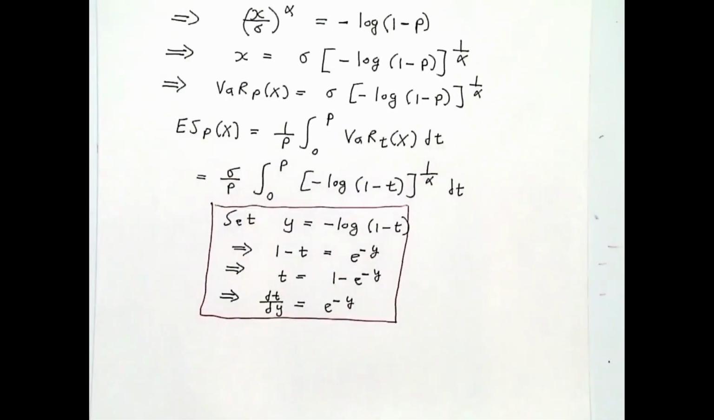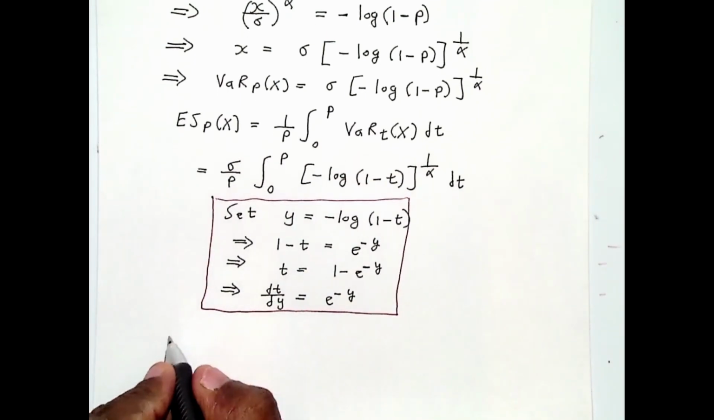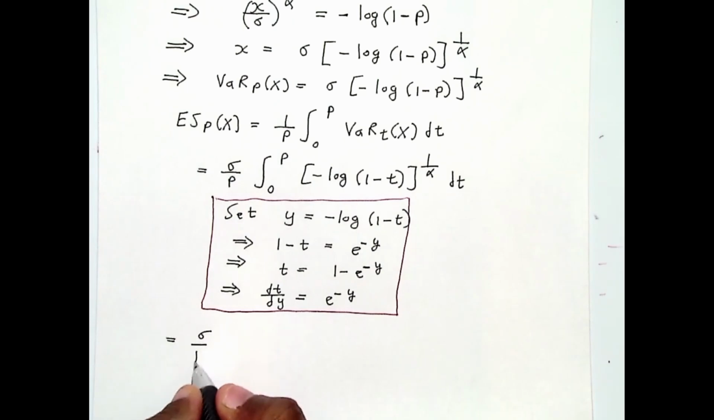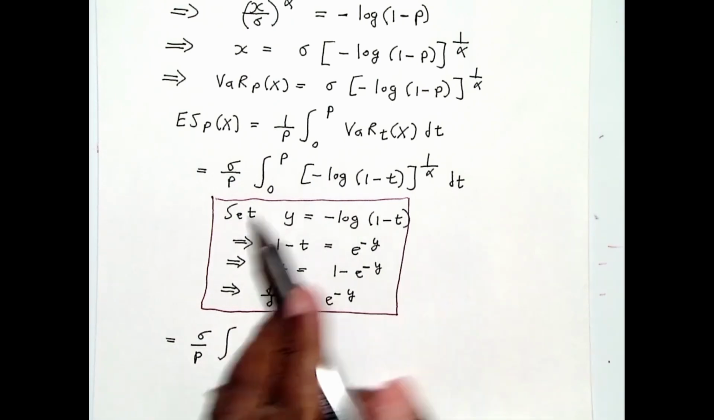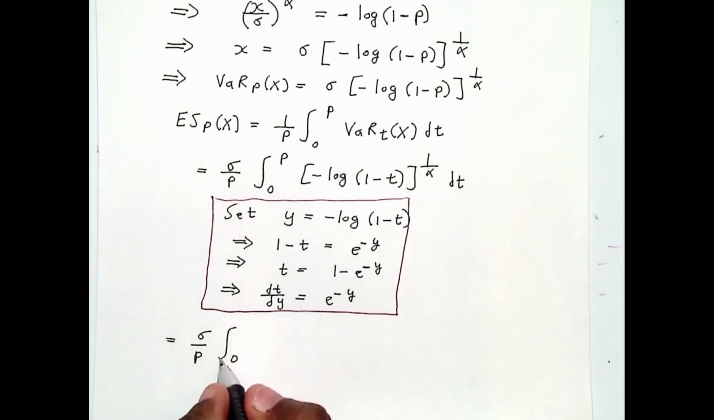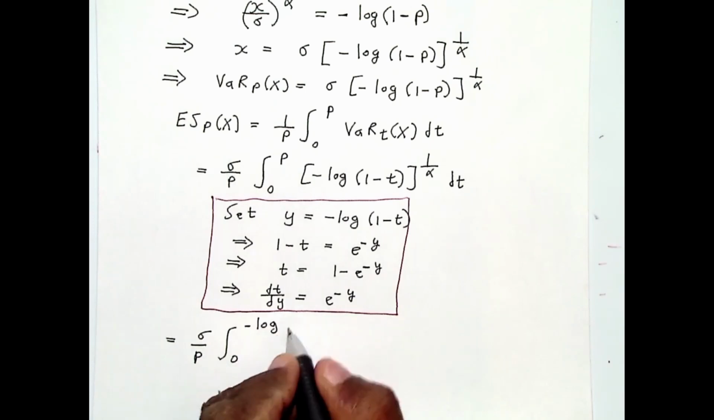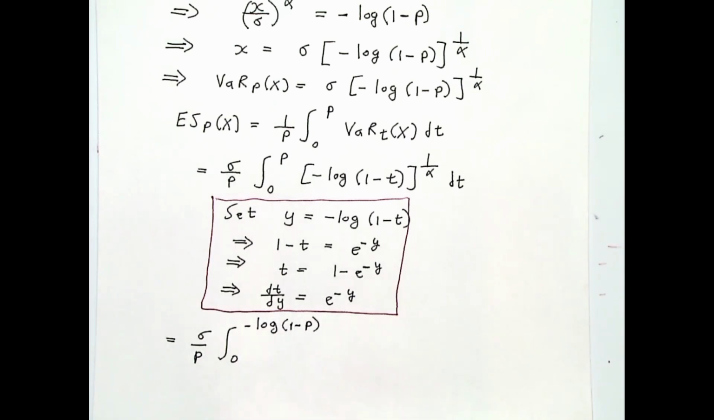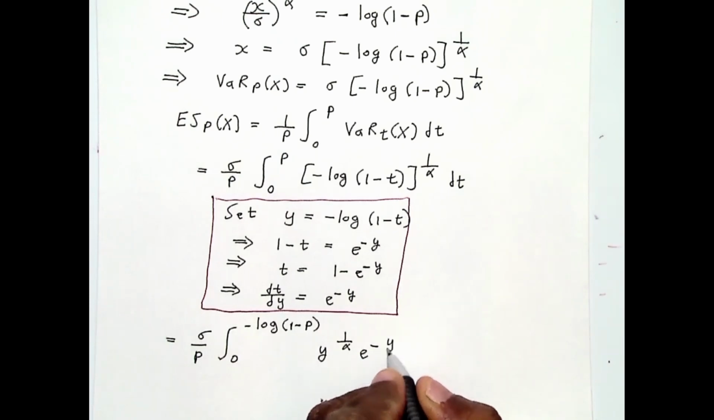Okay, now subbing this into this, you will get the following. All right, firstly the limit. When t equal to 0, this guy here will become 0. When t is equal to p, the upper limit is this. Okay, guys. So this will become y to the power 1 over alpha multiplied by e to the minus y dy.